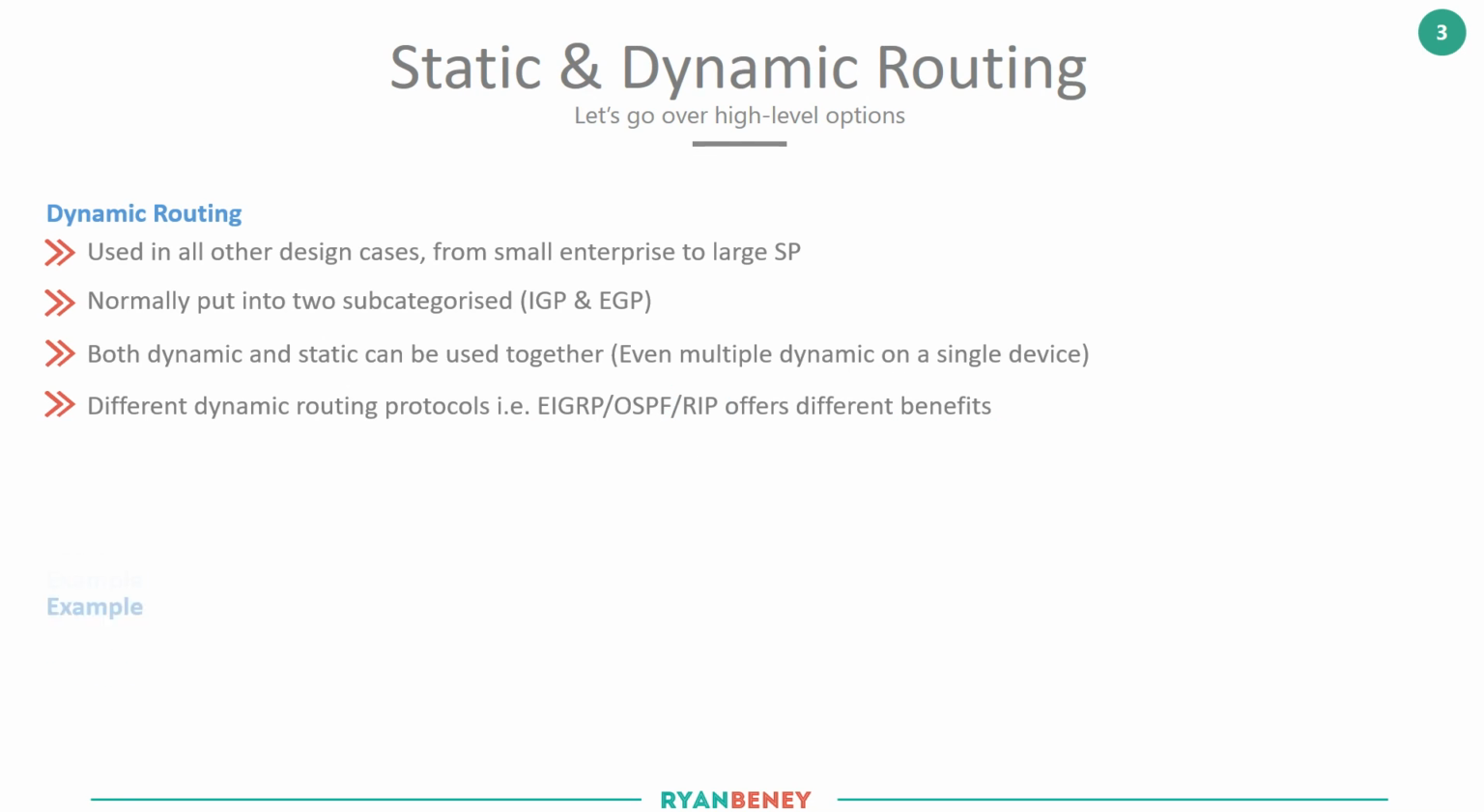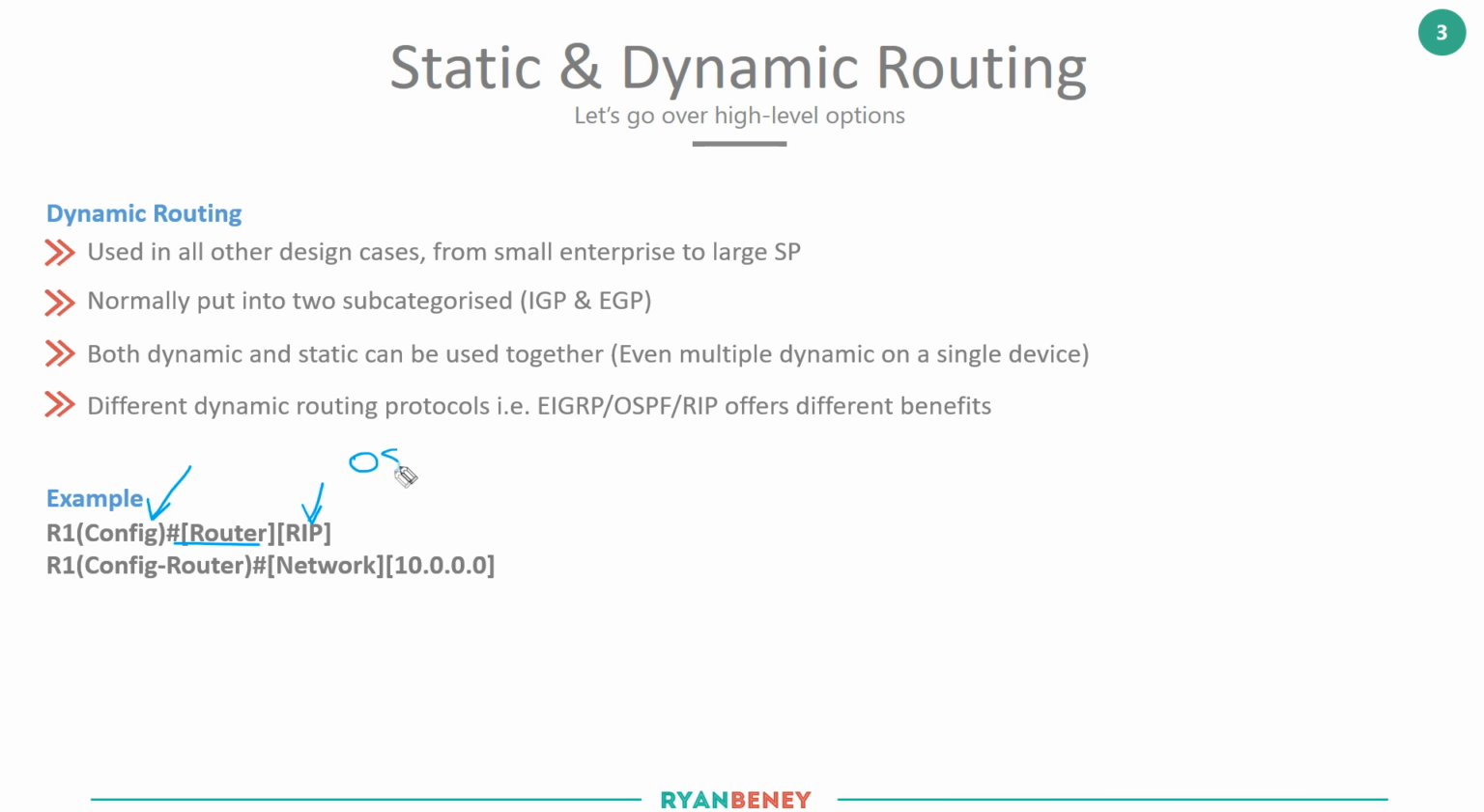So what about the configuration of this? Well, here's a quick example. We first of all go into the global config. We type in router, and then here we use either OSPF, EIGRP, and so forth, but you can see we simply select the RIP process for now.